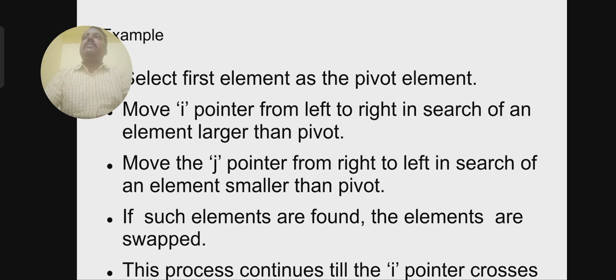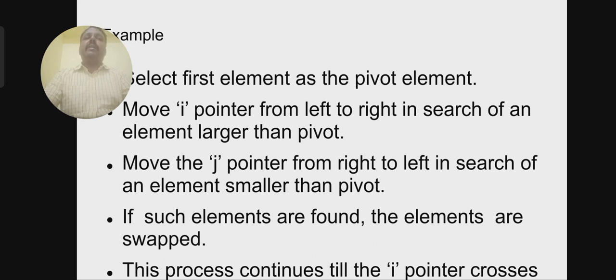Next we are going to discuss one example. Here we are analyzing 13 different elements to solve using the quick sort technique. First of all, we select the pivot element. The pivot element is represented by the first element as usual. Then move the I pointer from left to right, and the J pointer from right to left.